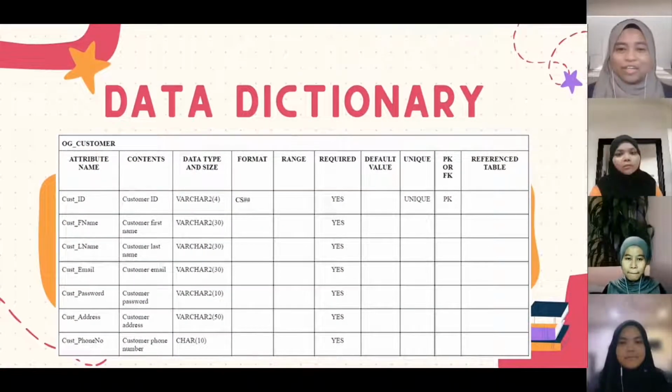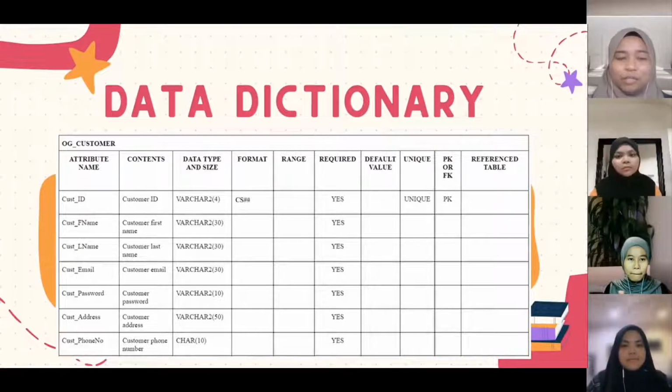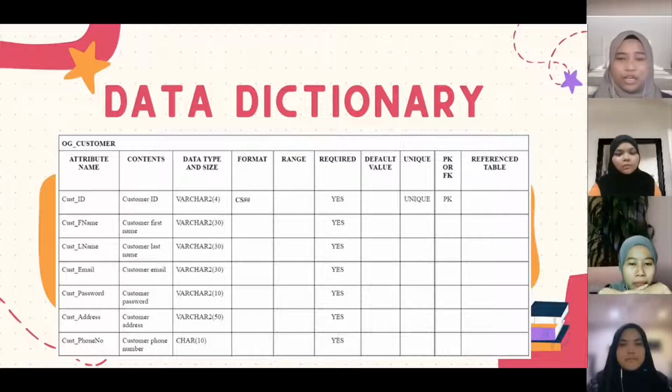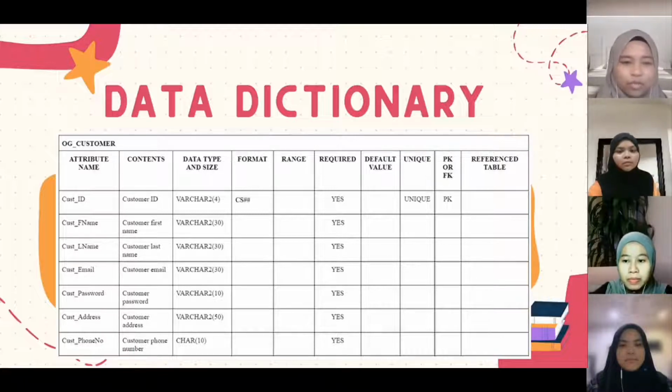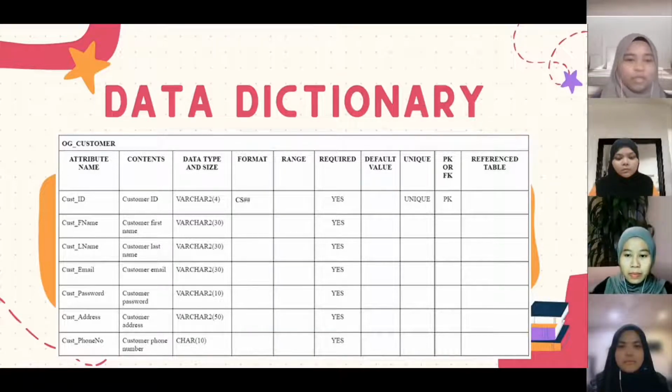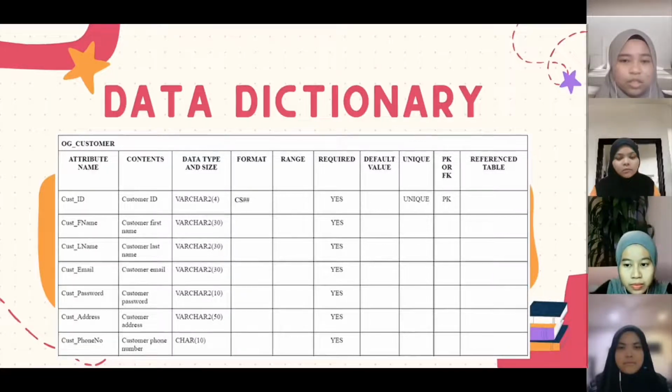My name is Rose Aiza and I will be explaining our mini project data dictionary. Okay, so basically the data dictionary is based on the ERD to be used in the SQL. Firstly, for the OG customer, we have customer ID which we use varchar for, and the format begins with CS, which stands for customer. For name, email and password we use varchar also, but for phone number we use char, because if we use varchar, the number 0 at the beginning will not be displayed. For the customer, the primary key is the customer ID.